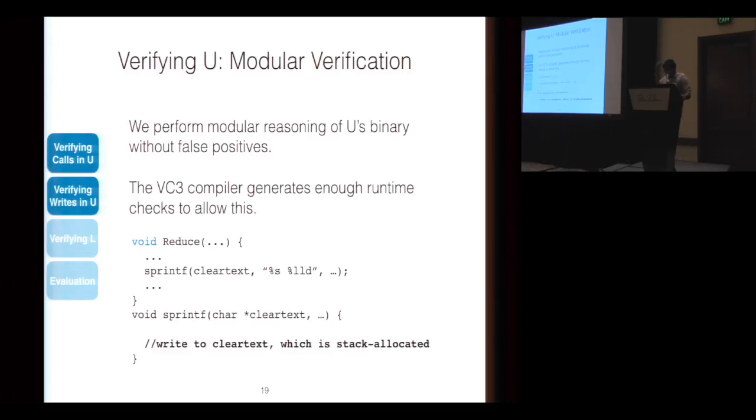So again, you have reduce calling the sprintf function, which will write to this buffer called clear text. Now, clear text lives within reduce's stack space, which is guaranteed to be within SIR memory. Even then, the compiler is going to make sure that that is indeed the case by using runtime checks to check that the buffer being written to is within SIR memory. So with this runtime check, we can verify sprintf on its own without its calling context.